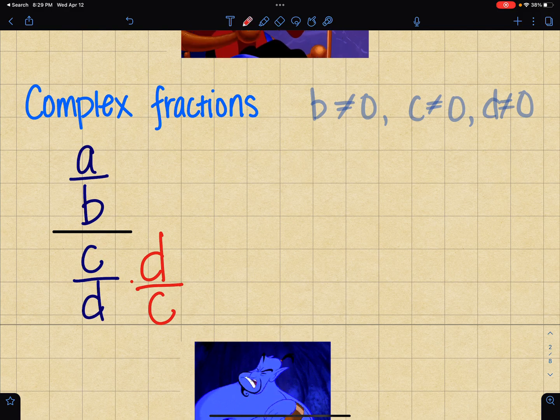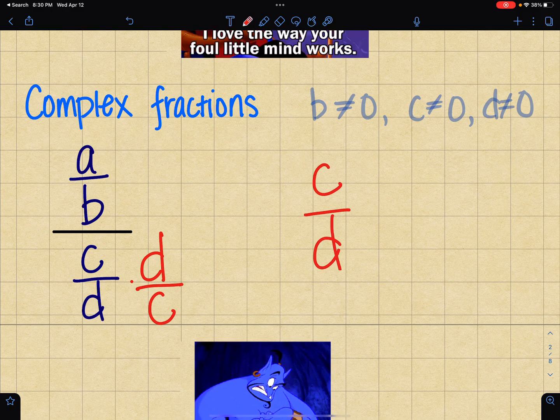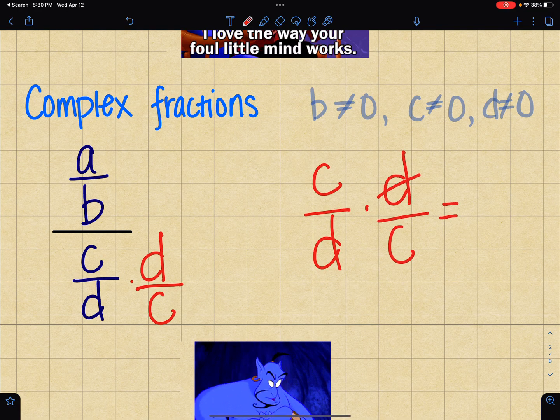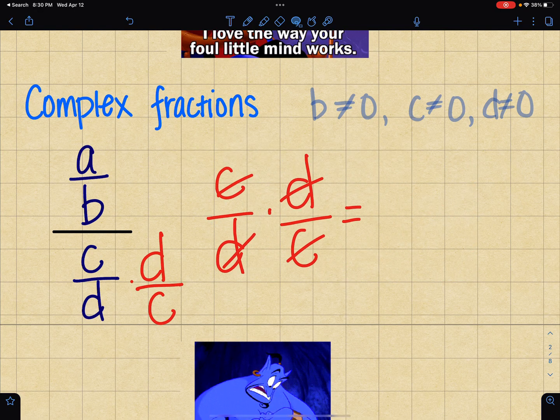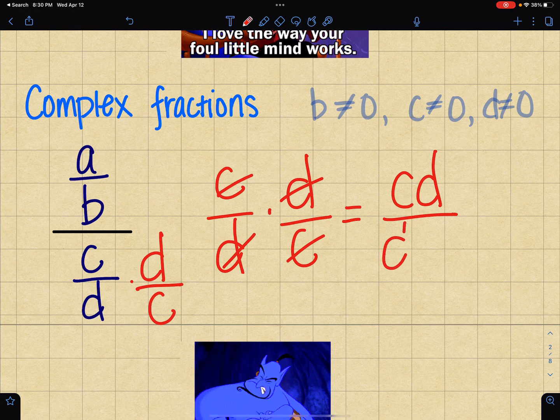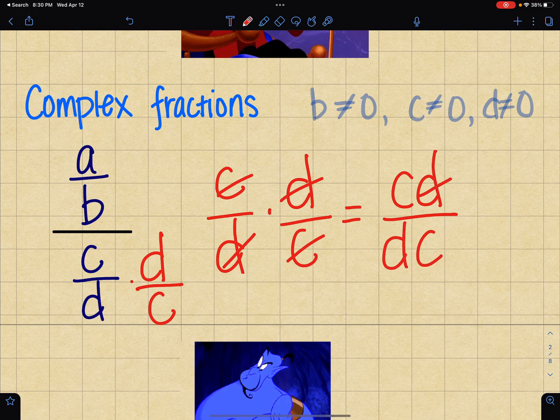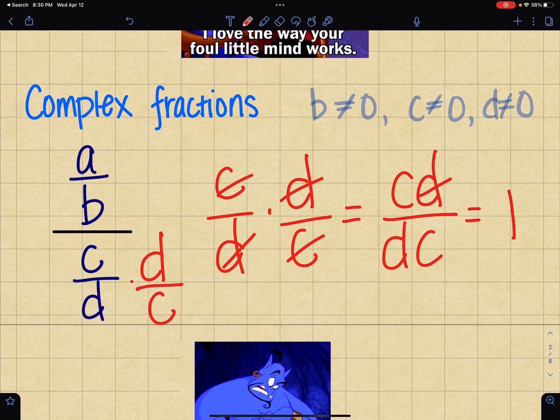Let's write it out so you can just make sure. C over D times D over C. If we only deal with this cancels, this cancels. It doesn't go to 0, right? It goes to something that looks like this: CD over DC. I mean, it cancels, and so it's 1. You're left with a fraction of 1, or a number of 1.